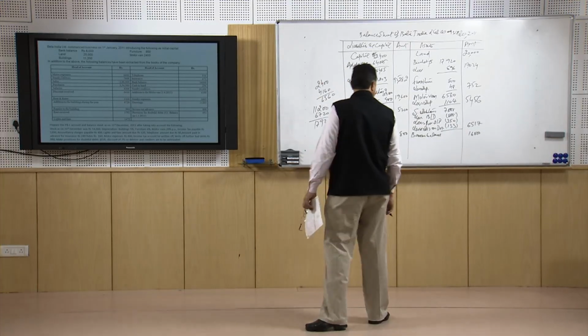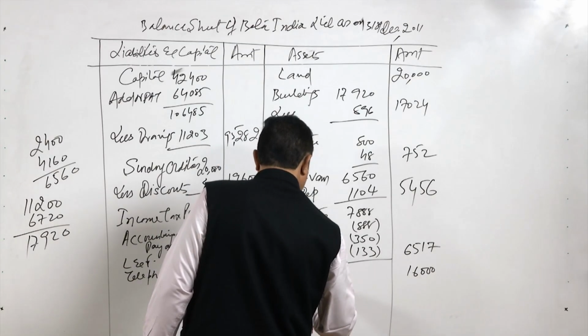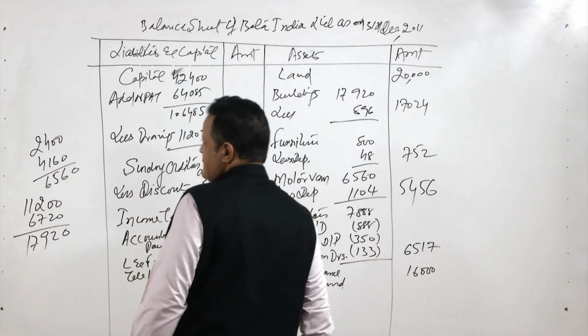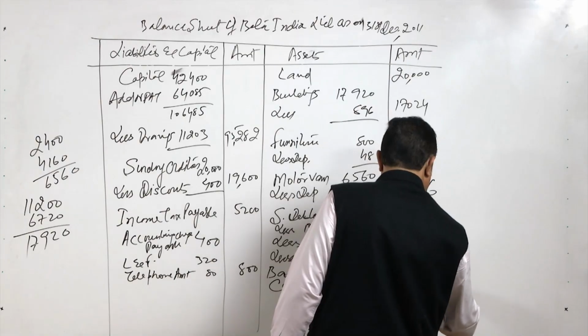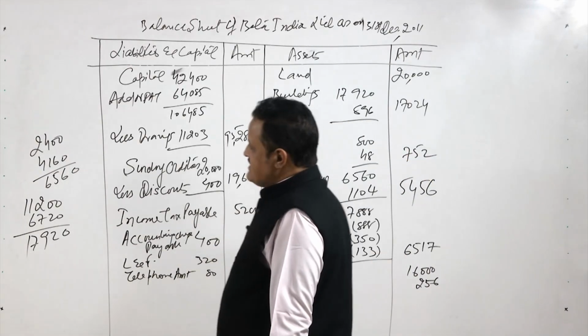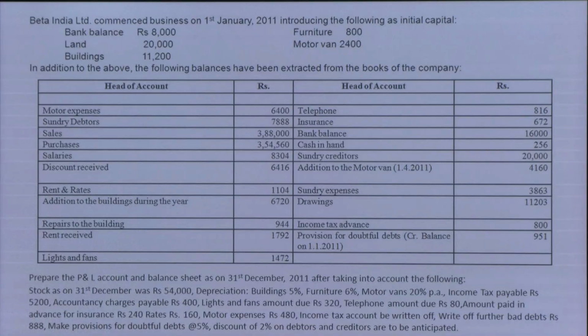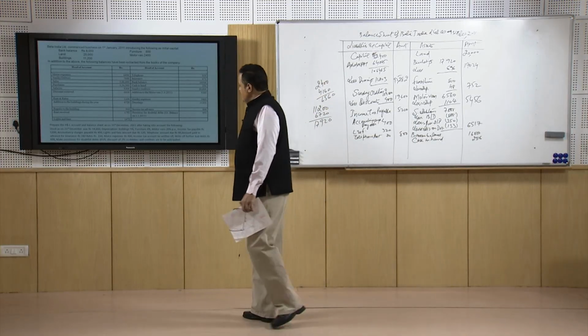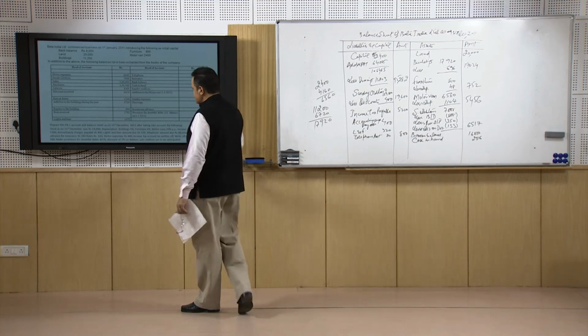Then we have to take cash in hand. How much cash in hand is there? The final balance of the cash in hand is 256. So cash in hand is this. Sundry creditors we have taken, addition to motor van we have taken, sundry expenses we have taken, drawings we have adjusted, income tax advance we have done, provision for creditors we have already done. Now we are to look at this information if anything is left.